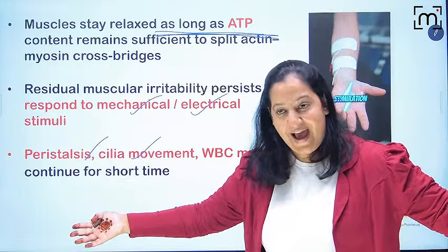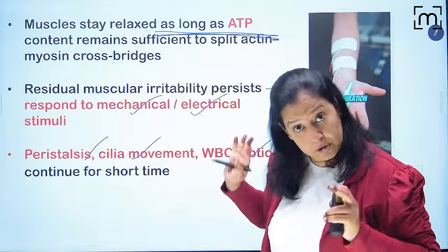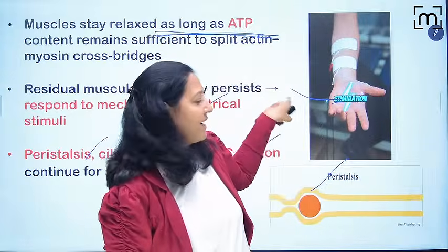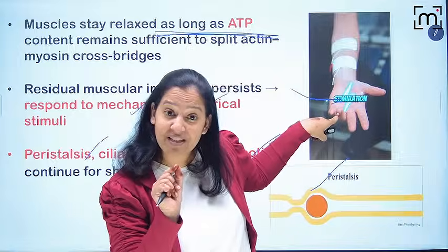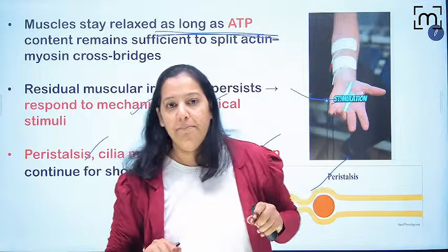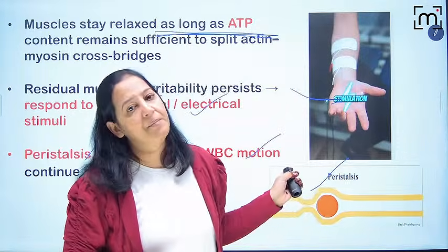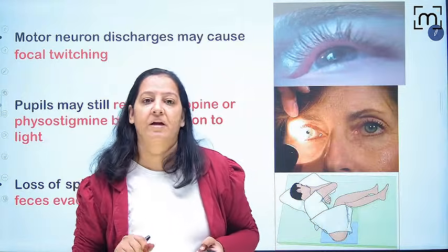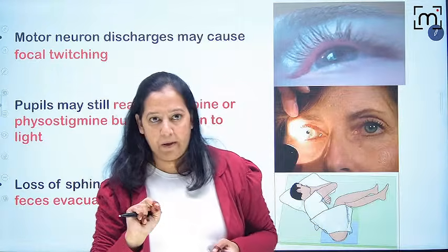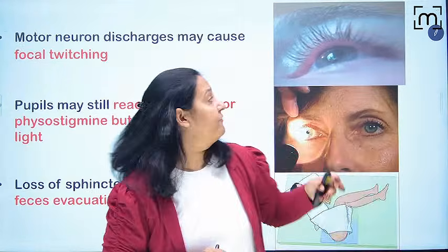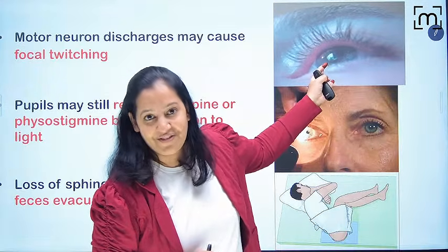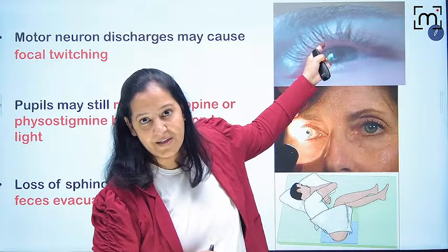The muscles get relaxed, but they respond to mechanical and electrical stimulus. If you give a mechanical or electrical stimulus, you can see twitchings in the muscles of the dead body. Ciliary movement and WBC motion are still going on in primary flaccidity, which lasts for 1 to 2 hours. Sometimes you can see focal twitchings. Can you appreciate the twitchings? It can be horror. Imagine it's a dead body and you can see the eyelids showing twitchings.